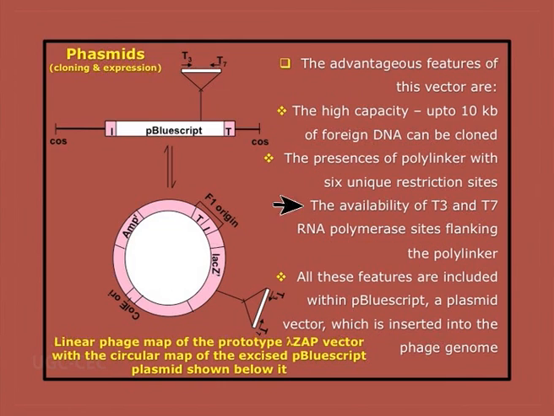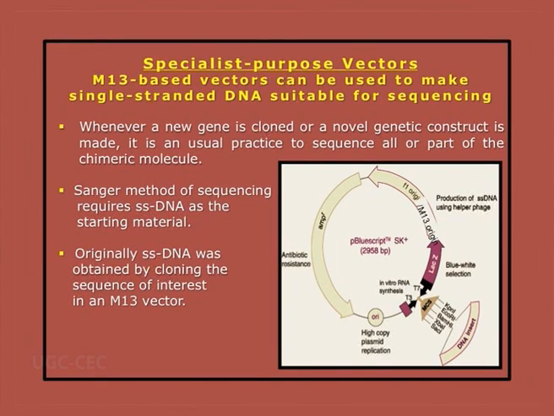The availability of T3 and T7 RNA polymerase promoters flanking the polylinker region makes it possible to transcribe the gene in both directions. The cDNA clone can be recovered from the phage by simply co-infecting the cells with a helper phage, F1. What it does is that it nicks the lambda ZAP at the flanks of the plasmid, and it facilitates the excision of this plasmid, and now it can be excised as a plasmid. So, we have seen how M13-based vectors are playing a vital role in cloning and in making single-stranded DNA.